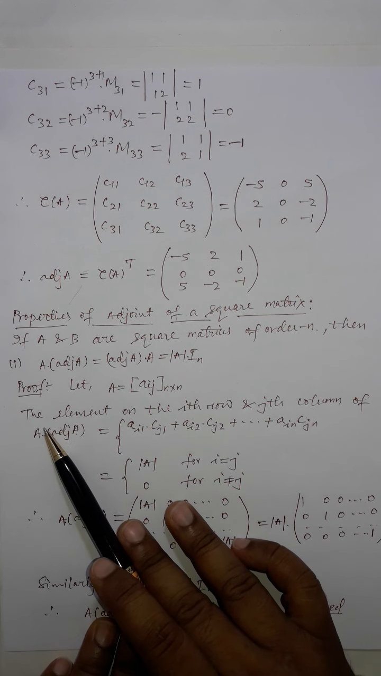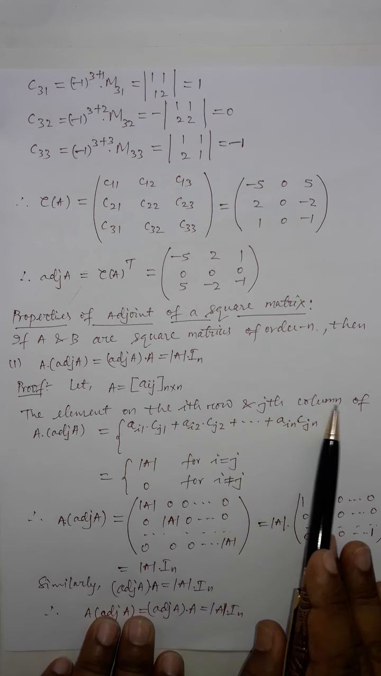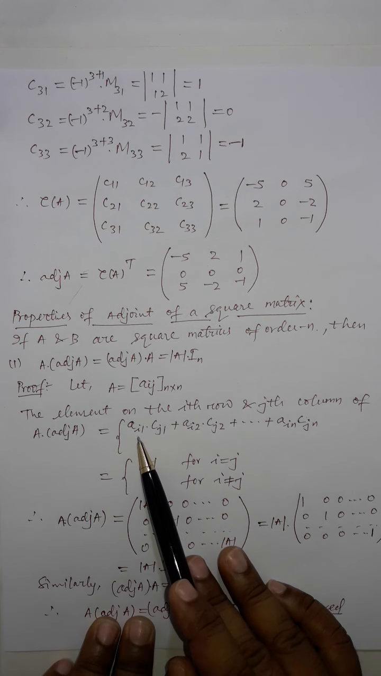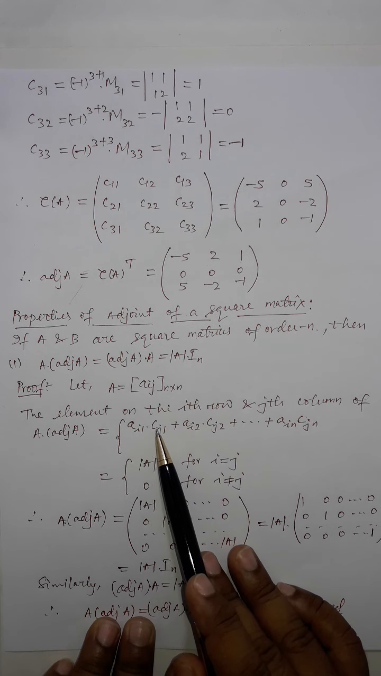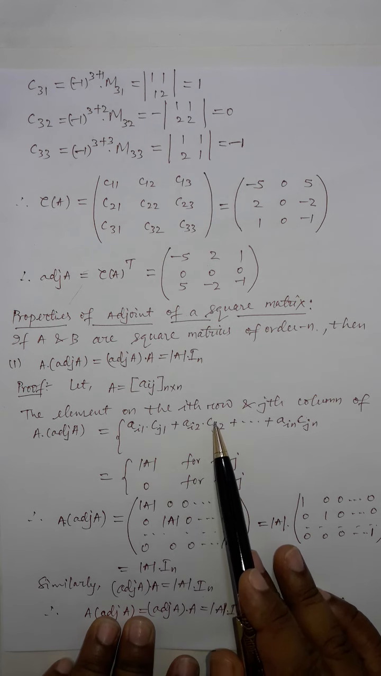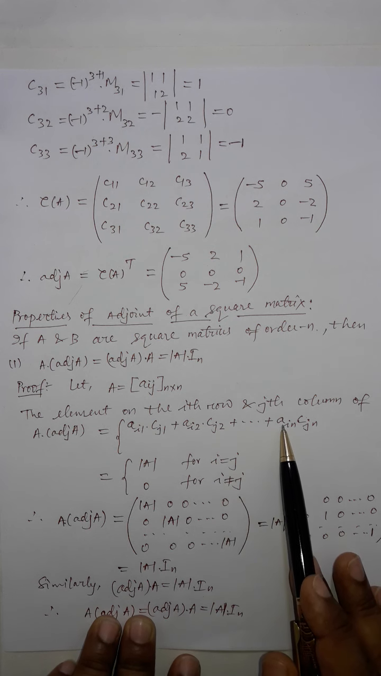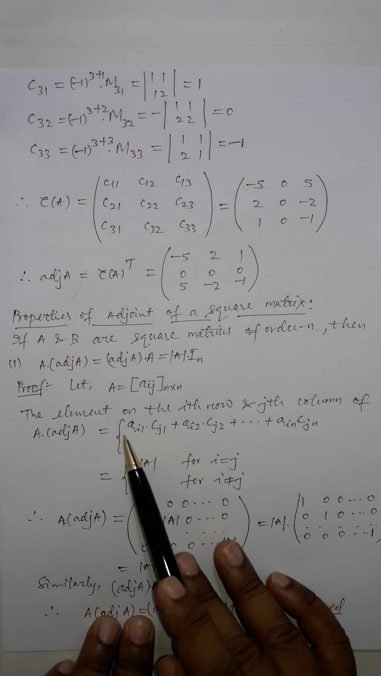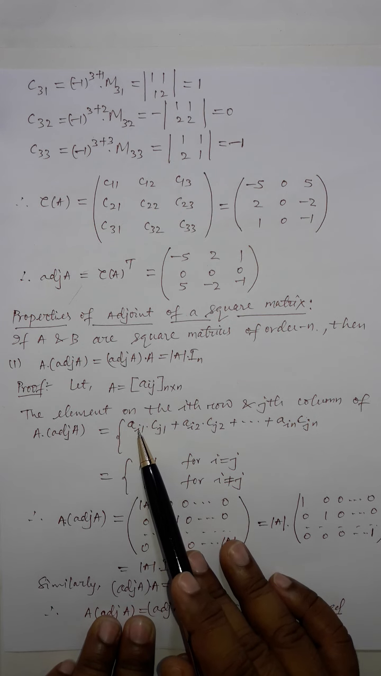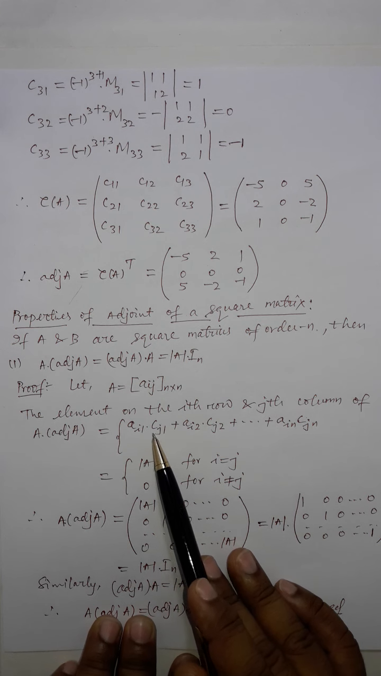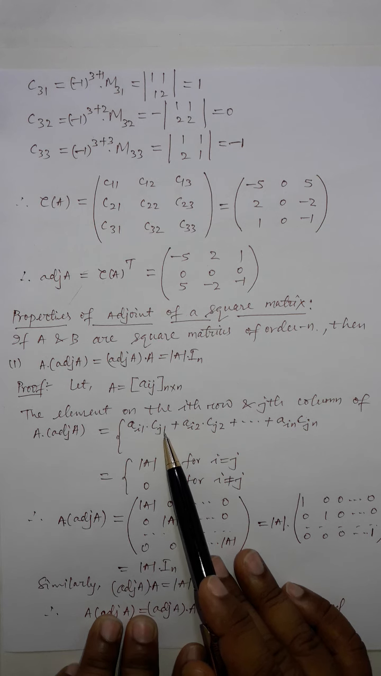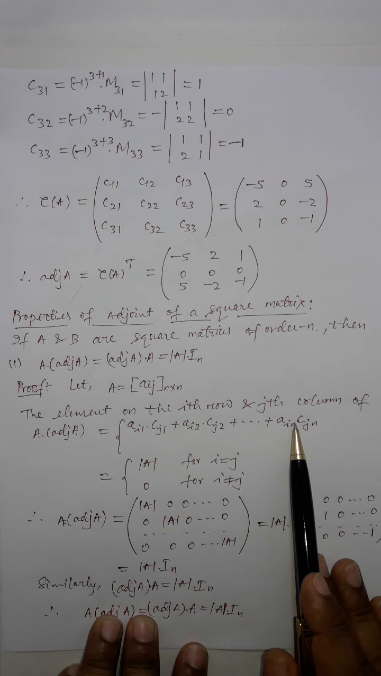Now, the element on the ith row and jth column of the product of A with its adjoint is represented as A_i1 into C_j1 plus A_i2 into C_j2, and in this way it ends at A_in into C_jn, where A_i1 represents the element in the ith row and first column, and it is multiplied with the cofactor of the jth row and the first column, and that all we are adding together.